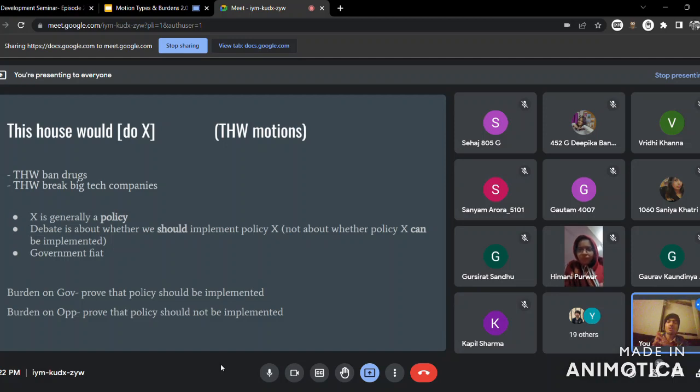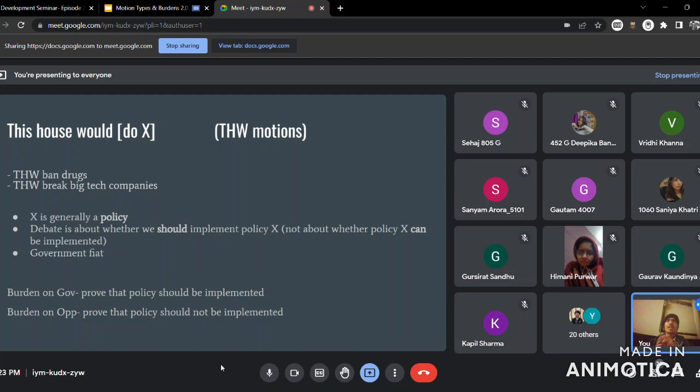So these debates are mostly about what the implications of this policy would be, or whether this policy is a fair one and whether you should implement it or not. The third thing here is government fiat. Now, what do I mean by fiat, right?